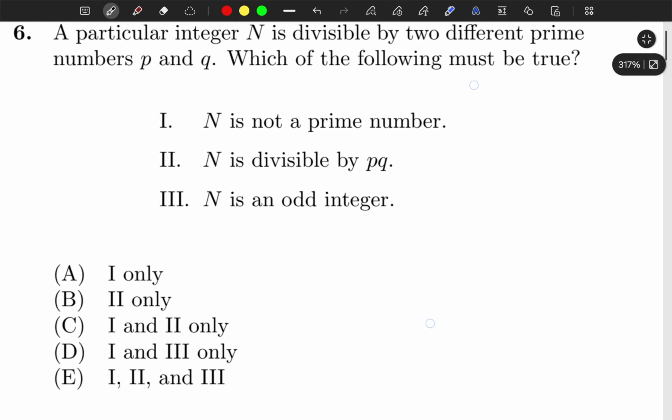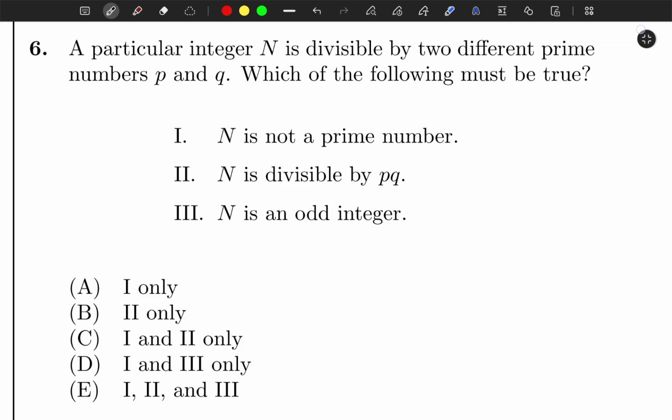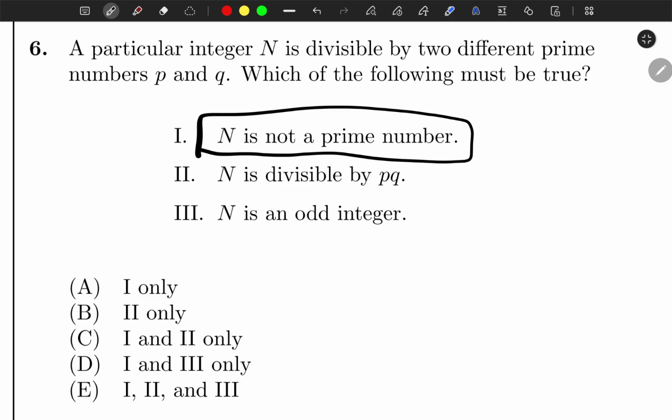Let's look at this question now. Alright, so the problem statement says a particular integer n is divisible by two different prime numbers p and q. So we know p and q are prime numbers and n is divisible by them. Which of the following statements must be true? So first of all, let's look at the first statement. N is not a prime number. Well, that is going to be true because n cannot be a prime number, since then it would only be divisible by itself and 1, and we know it's also divisible by p and q, so we know this is going to be true.